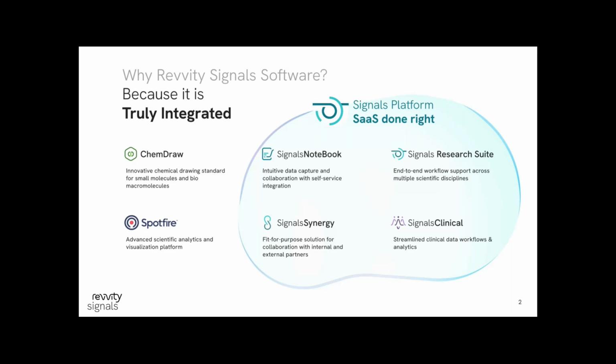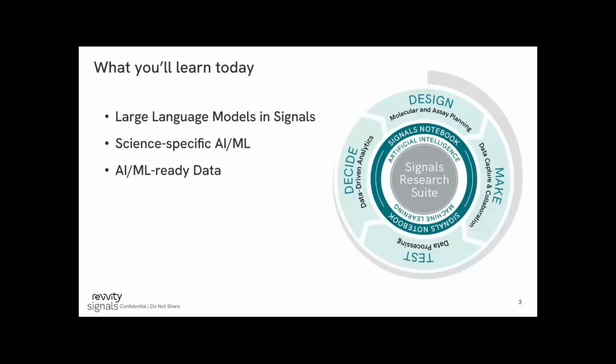So we have a fantastic webinar for you today. But before I introduce my co-presenter, Zev, I want to share what you're going to learn today. Would you advance the next slide, Zev? Yep. All right. So what you're going to learn today is we're going to focus on three areas that we're working on with regards to artificial intelligence and machine learning in the Signals Research Suite, our Signals platform. So large language models and Signals, science-specific artificial intelligence and machine learning, and then you really can't do any of this without having AI-ready data. So we're going to hit on that as well. Next slide, please.